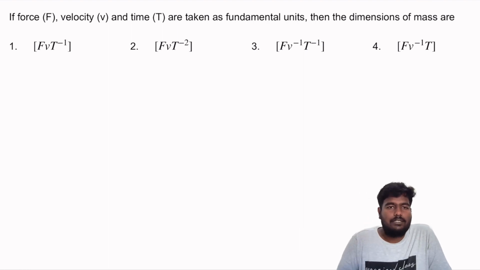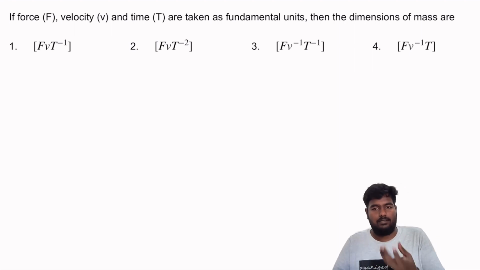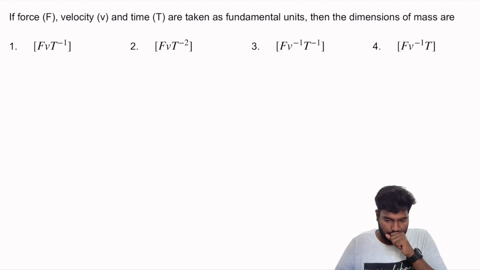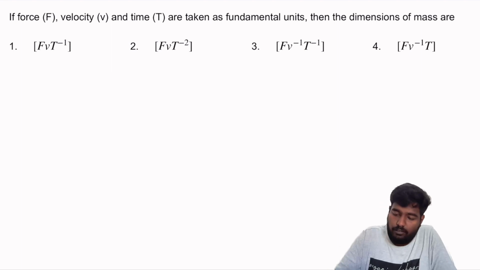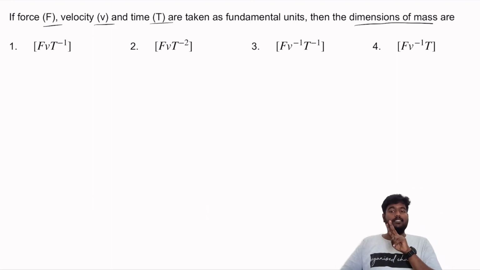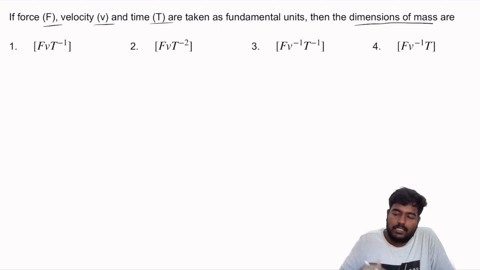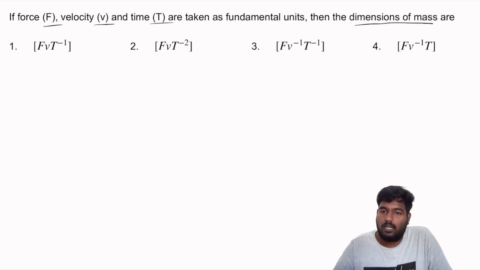If force, velocity, and time are taken as fundamental units, then the dimensions of mass are. What they're asking is you have to find the dimension of mass using force, velocity, and time. So this can be done two ways: one mathematically, the other one qualitatively. So first let's do qualitative. Do I know any formula that involves force, velocity, and time that involves mass?